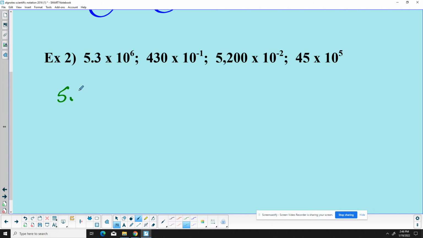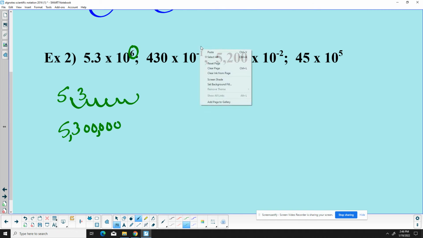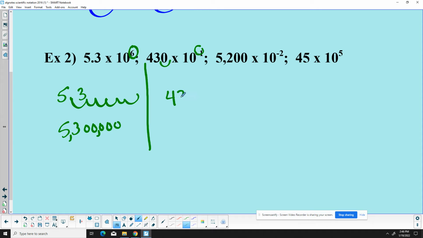So 5.3 to the 6th power means I'm making it bigger, and I'm jumping 6 times. 1, 2, 3, 4, 5, 6. So I'm doing a 53 with 5 zeros. So 5,300,000. And then here, I'm making this smaller by 1. So I'm going over 1. This is 43. Here I'm making it smaller by 2. So that's 52. And here I'm getting the 45, making it bigger by 5.